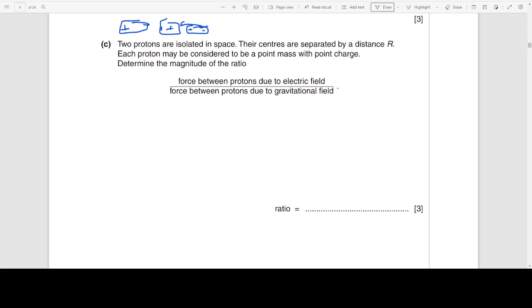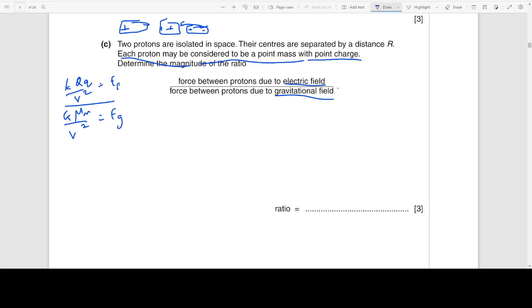Two protons are isolated in space. Their centers are separated by a distance r, and each proton may be considered to be a point mass with point charge. So we just have to determine the magnitude of the ratio of the electric force between protons to the gravitational force. We determine the formula, which was kQq upon r square for Fe, and GMm upon r square for Fg. So we can just simply divide both of these.